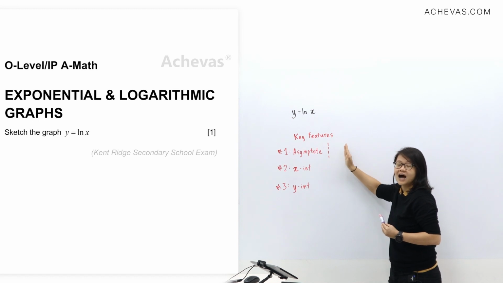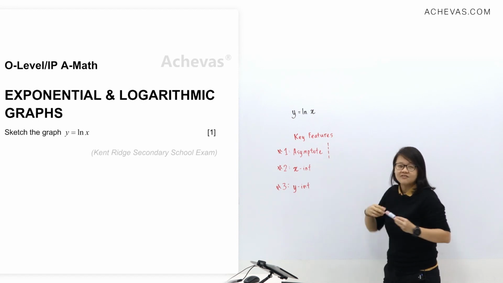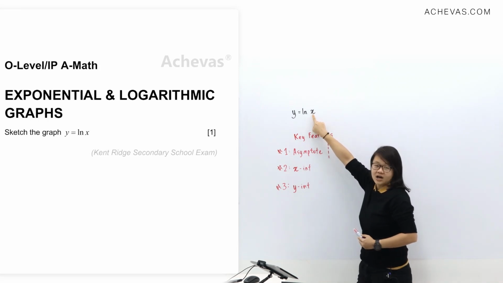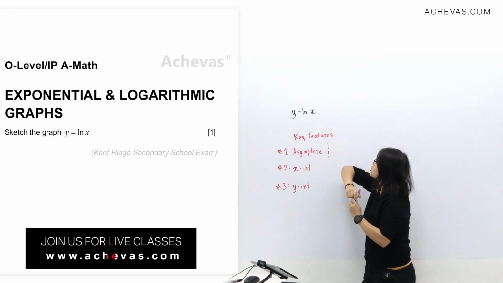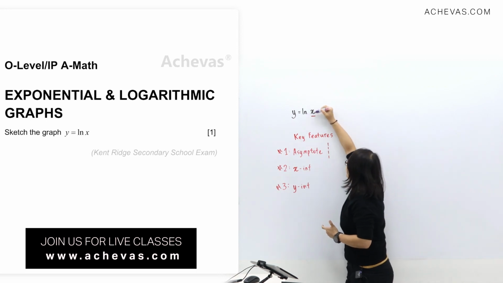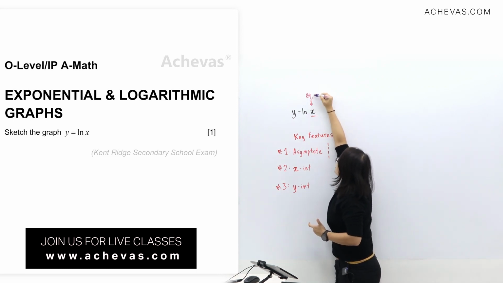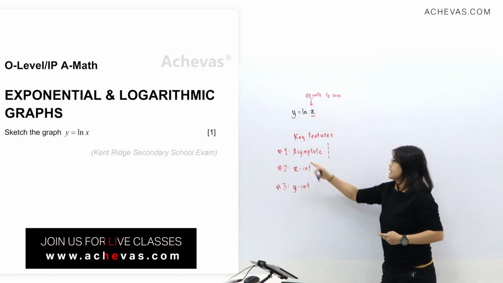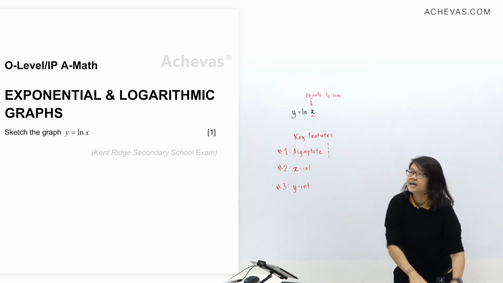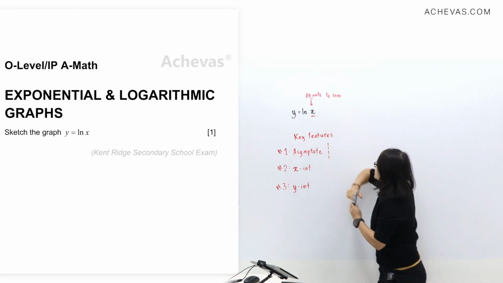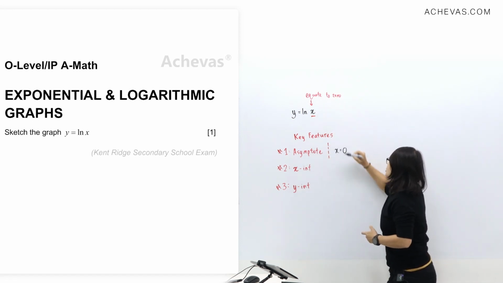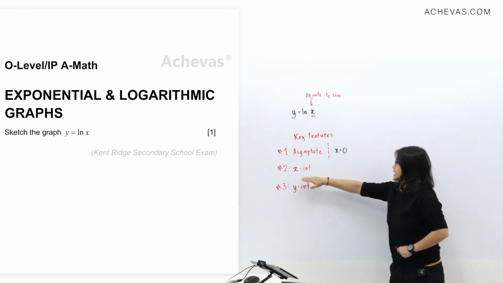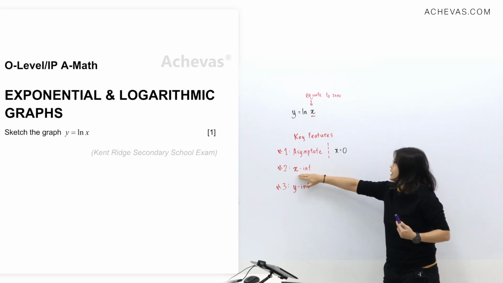And how do we know how to find a vertical asymptote? Very simple. You already know that we cannot take the logarithm of 0 or negative. So to find the asymptote, we equate this one here to 0. So we equate to 0 to find the asymptote for this graph. For this one here, very simple, just x equals 0. So that's the asymptote.